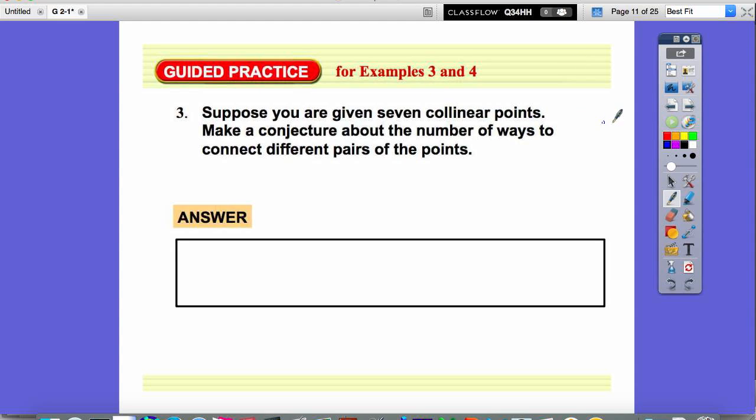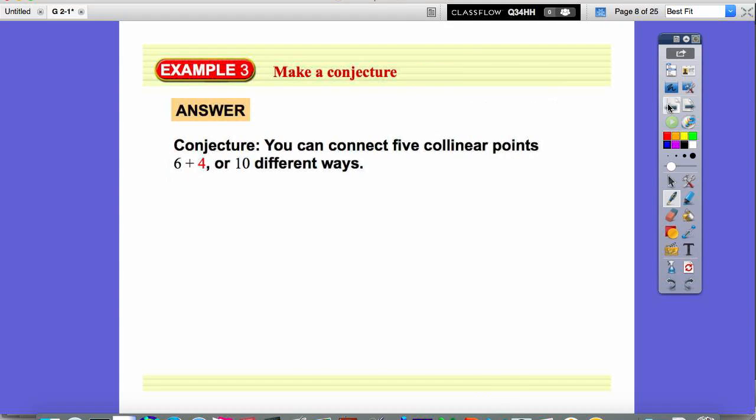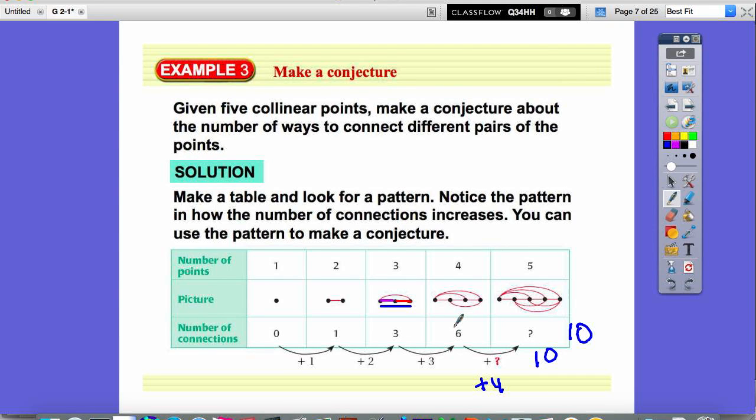Suppose you are given 7 collinear points. Make a conjecture about the number of ways to connect the different pairs of points. So let's go back to our chart here. We had 6 plus 4. So if this continued, then from 5 to 6 would be an increase of 5. And from 6 to 7, that would increase by 6. And if you remember before, our conjecture for 5 points was 6 plus 4. So our conjecture for 7 points would be 6 plus 6, which would be 12.